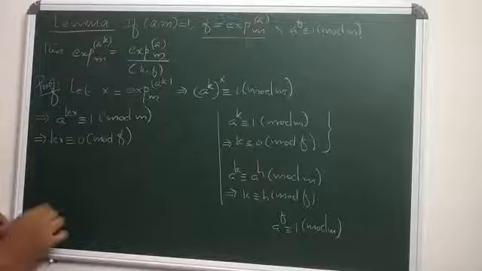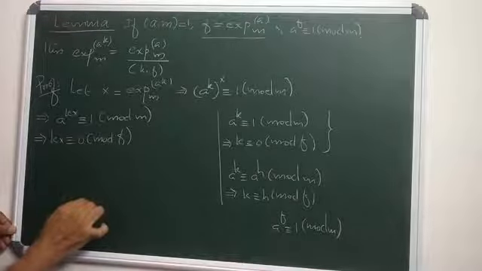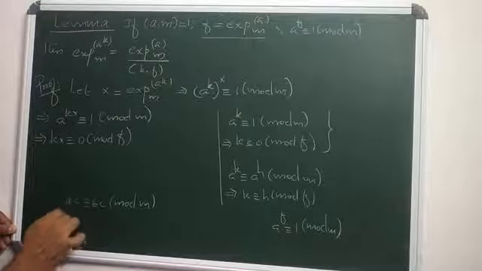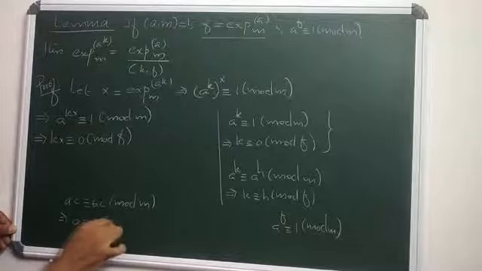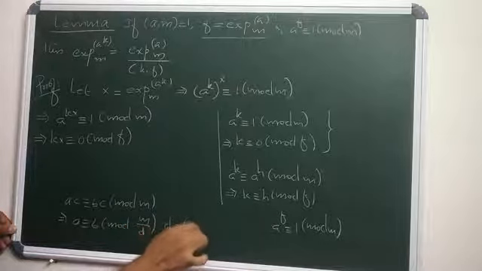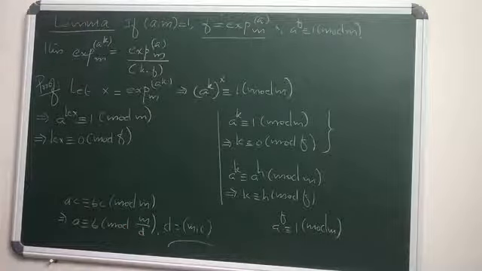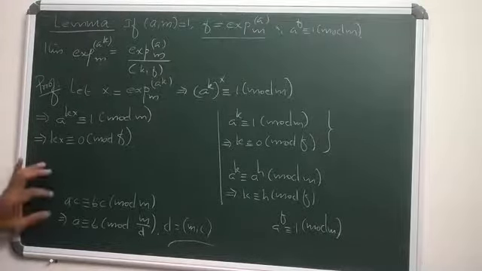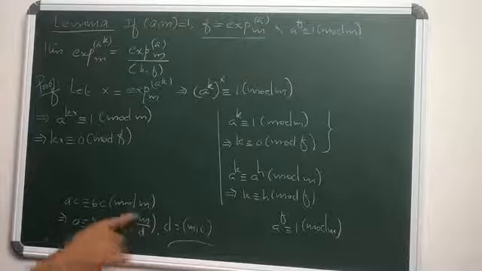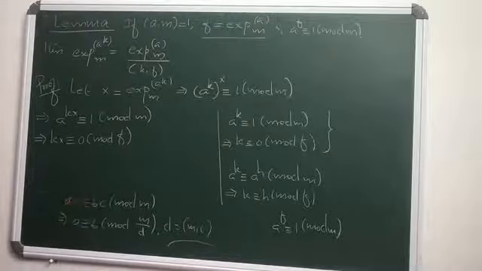Agreed. And we have the cancellation law of congruence: if AC is congruent to BC mod m, then this should imply A is congruent to B mod m by d. What is d? d is the GCD of m and c. This is the cancellation law regarding congruence relations. That is, if AC is congruent to BC mod m, this should imply A is congruent to B mod m by d, where d is nothing but the GCD of m and c.